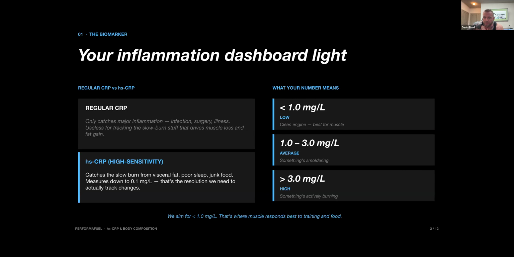1 to 3, something's up. Metabolically, something is up, and you're already dealing with a negative repercussion as it comes to muscle and fat loss and metabolic performance. Over 3, something's really wrong. This is why when they suspect some sort of huge issue, some big illness, some inability to recover from surgery, they'll look at your regular CRP. But we don't want to look at just over 3. We want all of this, because that's where the metabolic dysfunction lives, and that's what affects muscle and body composition the most.